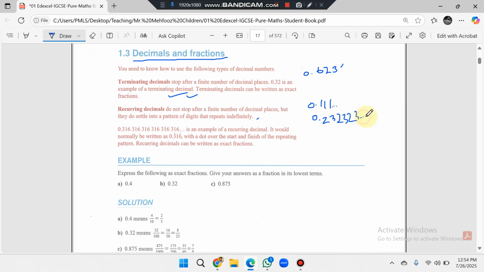0.232323. The specific pattern is repeating in this recurring decimal. Or you can also say that 0.316316316 and so on is an example of a recurring decimal. It would normally be written as 0.316 with dots over the 3 and the 6. The dot explains how many digits are repeating in this decimal number. With a dot over the start and finish of the repeating pattern, recurring decimals can be written as exact fractions.